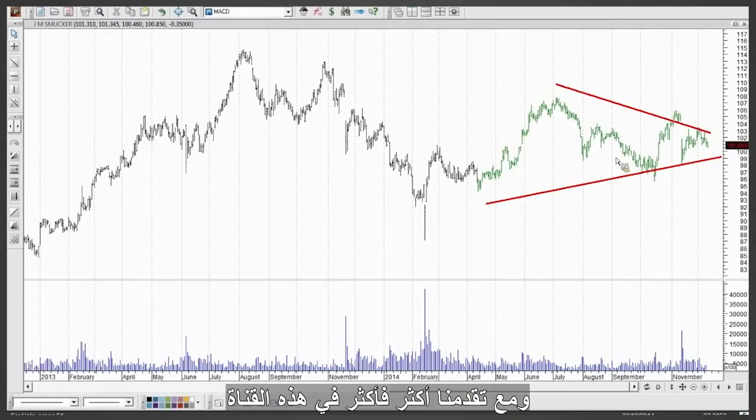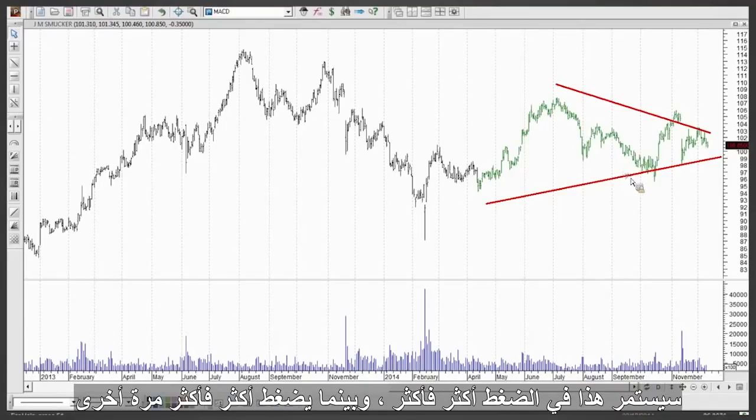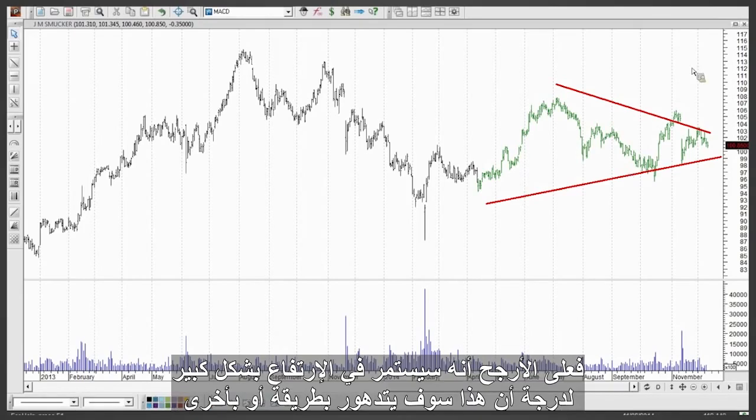And as we get further and further along into this channel, this is going to continue to compress more and more. And as it compresses more and more, again, that likelihood goes very, very high that this is going to break out one way or another.